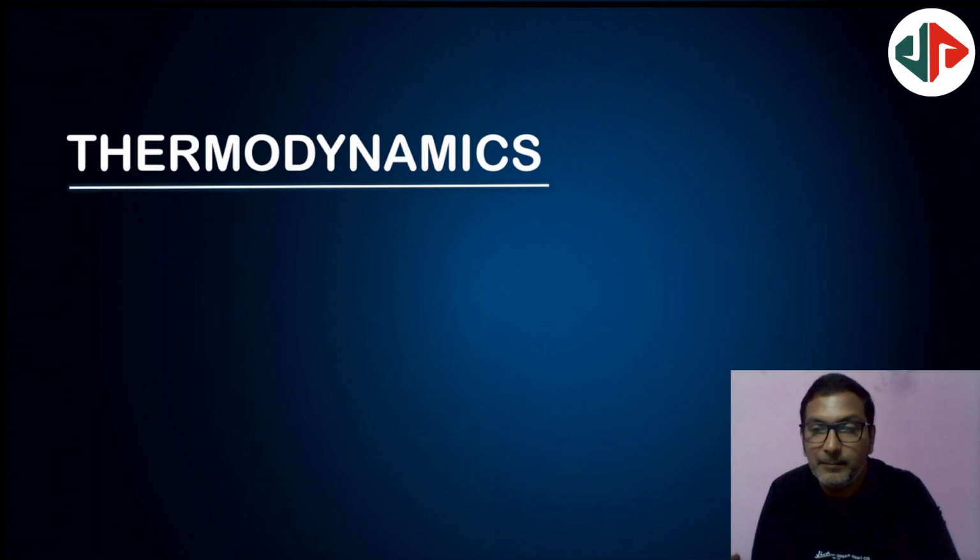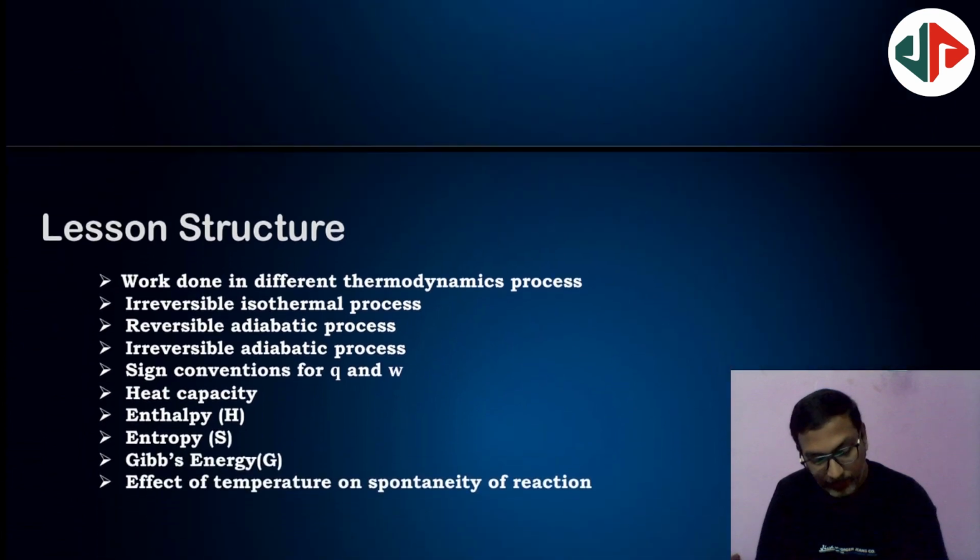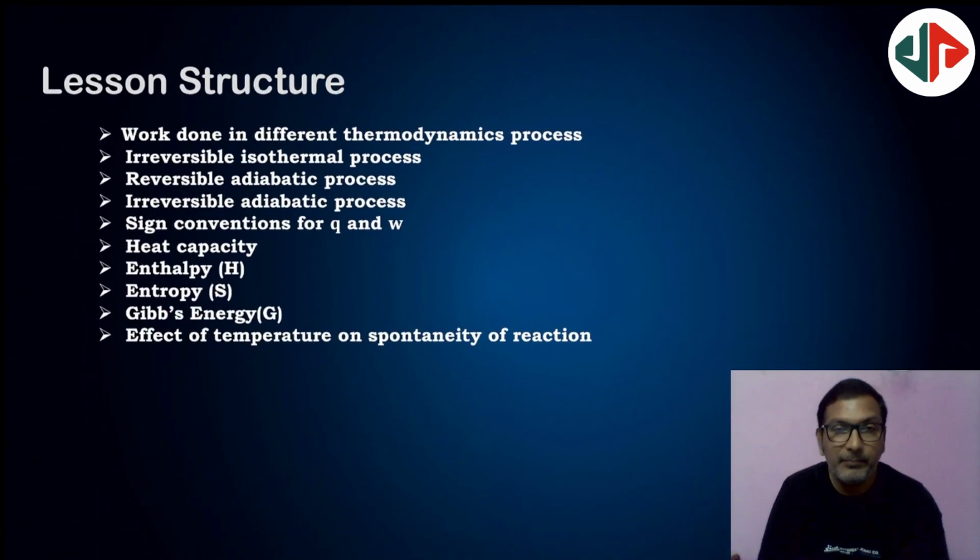See next chapter, thermodynamics. We will discuss the synopsis of thermodynamics. So, lesson structure or important subtopics: work done in different processes, irreversible isothermal process, reversible adiabatic process, irreversible adiabatic process. Next, sign conventions of Q and W. Q is heat, W is work. Heat capacity, enthalpy, entropy, free energy, and spontaneity of chemical reaction. We will discuss these topics.